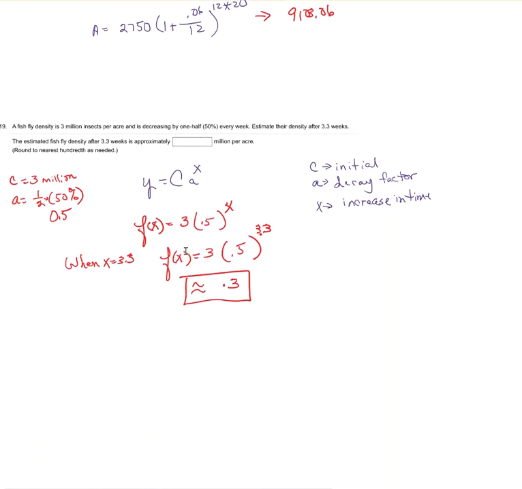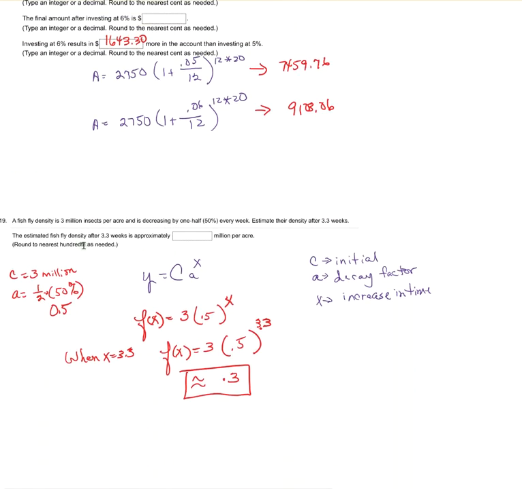All right, number 19, this should be our last. A fish fly density is 3 million insects per acre and is decreasing by 1/2 every week. Estimate their density after 3.3 weeks. Well, remember C is your initial, A is your decay factor, your rate, and X is the increase in time. So for this problem, C is 3 million, A is 1/2 or 50%, so we use 0.5, and then you have an X.